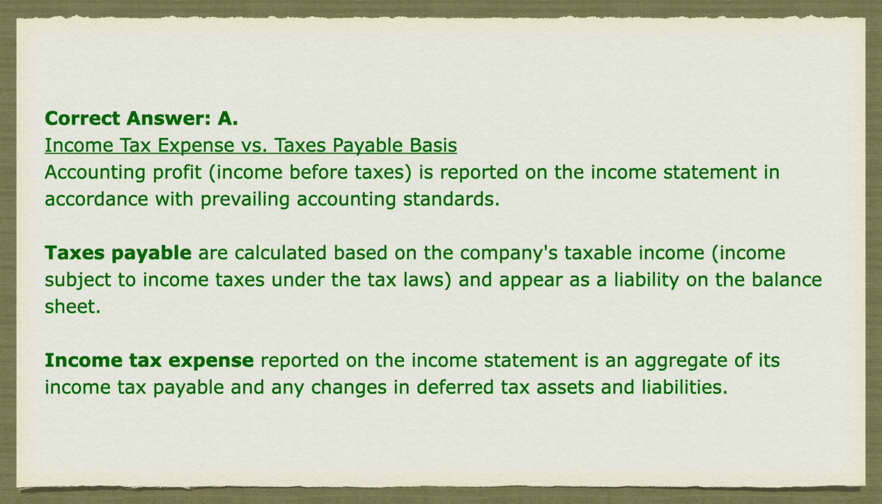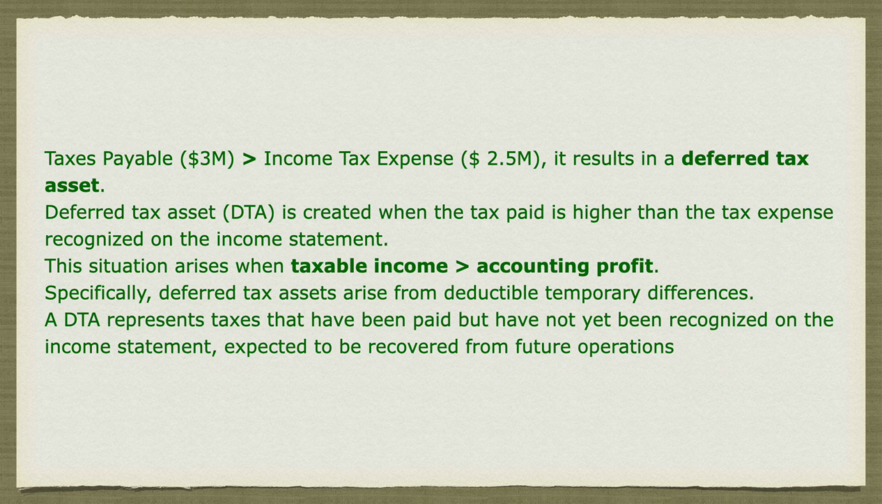Income tax expense reported on the income statement is an aggregate of its income tax payable and any changes in deferred tax assets and liabilities. Taxes payable, $3 million, is greater than income tax expense, $2.5 million. It results in a deferred tax asset.